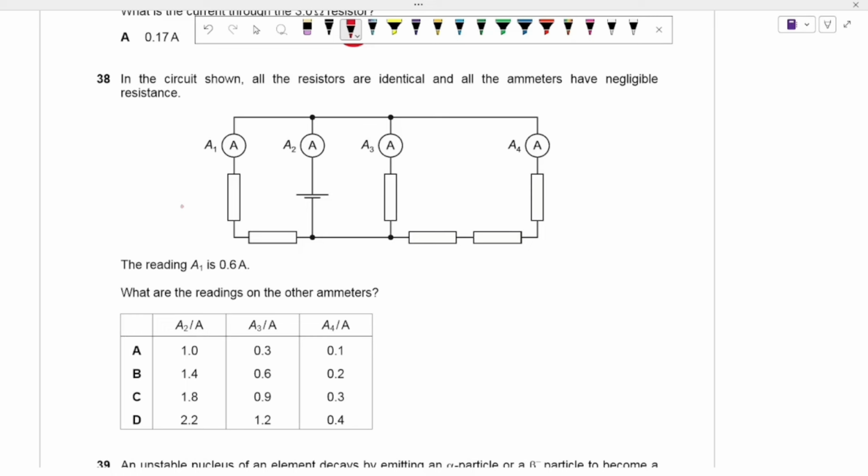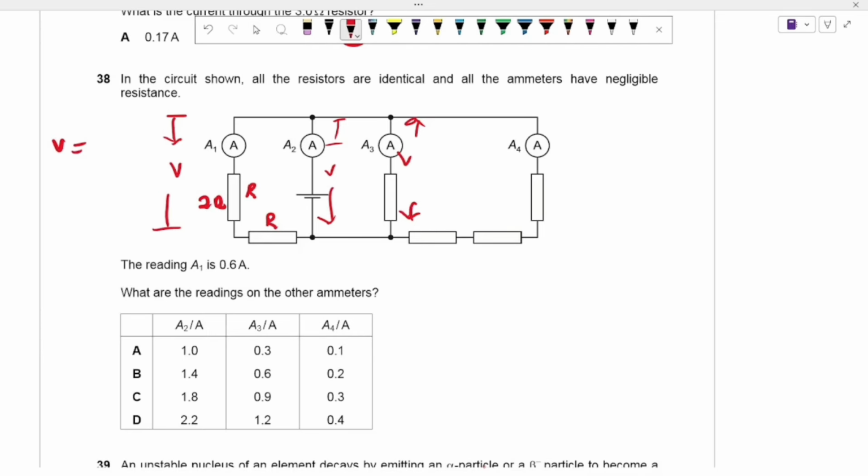Let's see. If we look at this, these things are in parallel, right? This, and this. All of these are in parallel. So what this tells you is that the potential difference V that will be here will be equal to the potential difference V that will be here, and it will be equal to the potential difference V that will be over here, because they are in parallel. Here I have a resistance R, and here I have a resistance R.